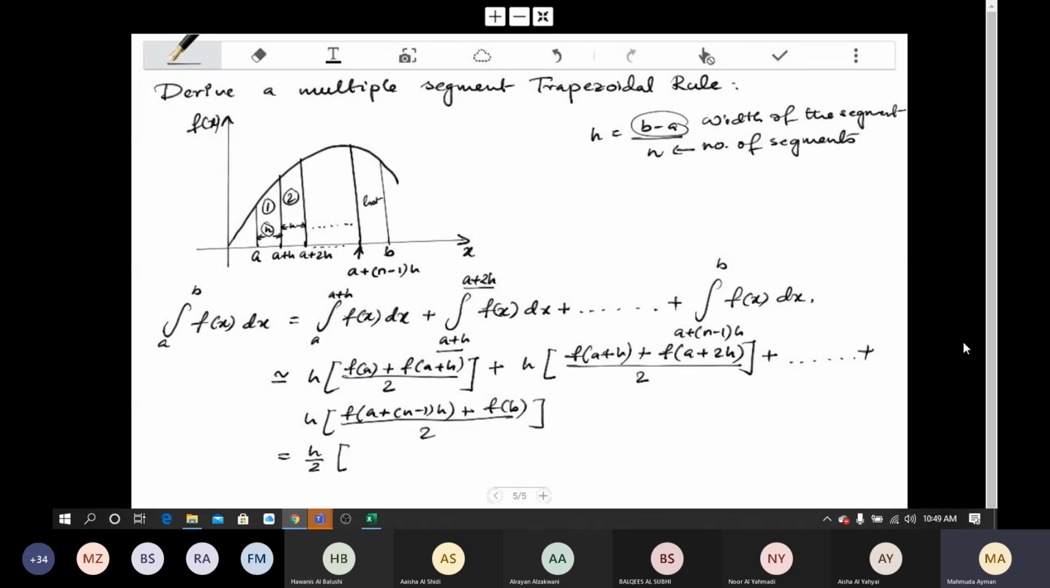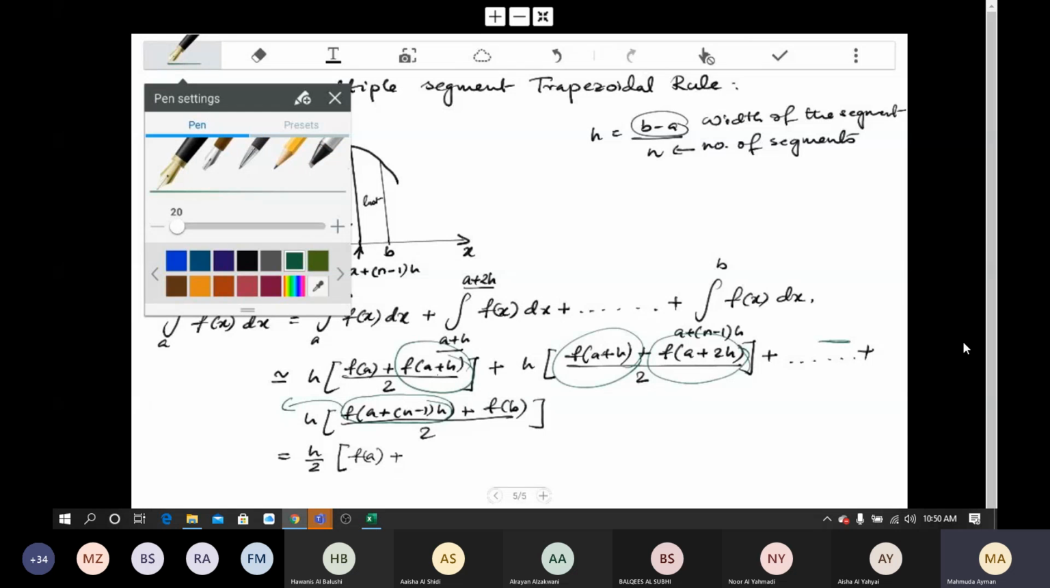Then we will have here f of a, plus we have f of a plus h here, and for the next one we also have plus f of a plus h. So we have one f of a plus h here and one f of a plus h here. We have one f of a plus 2h here, and for the next one we also have another f of a plus 2h. And here we have one f of a plus n minus 1 times h, and in the previous one we also have the same term.